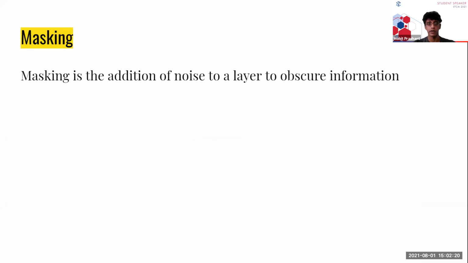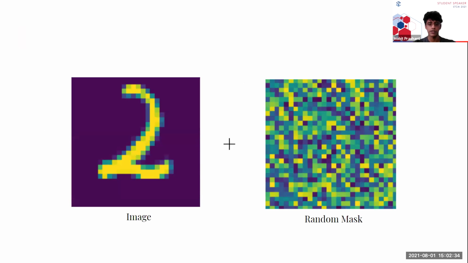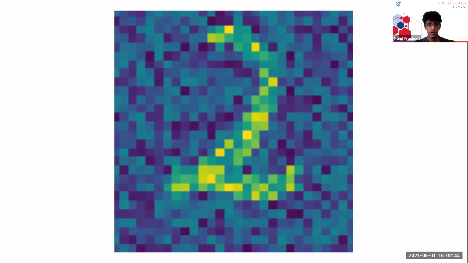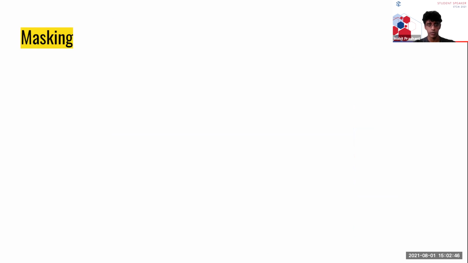So masking is the addition of noise to obscure information. Something you might be familiar with is dropout, which is a classical example of masking. And just to see it visually, when masking an image, you might want to add a random mask, and your result would look something like this. It's a straightforward addition.